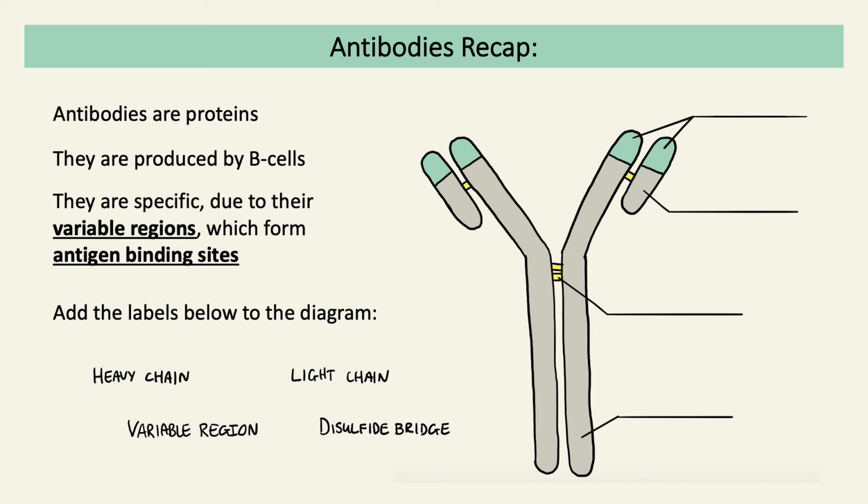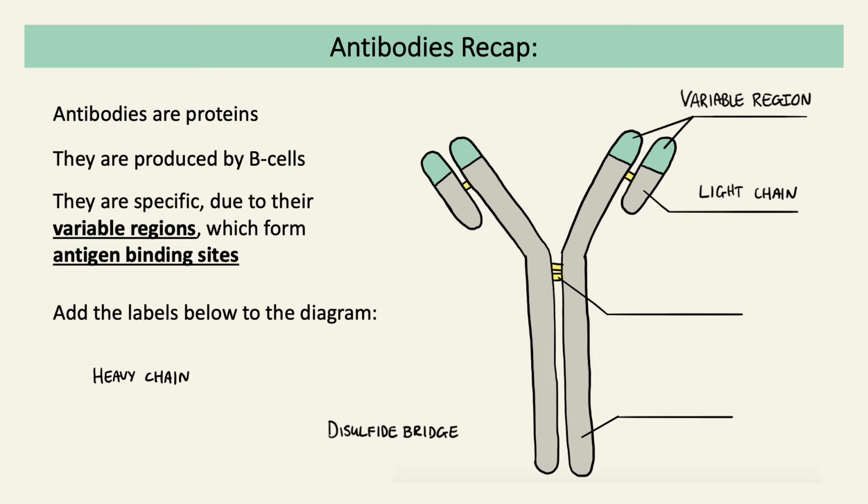In a moment, pause the video and have a go at labelling the antibody on the right. So this green region at the top is the variable region. The next label down is pointing to the light chain. The label below this points to the disulfide bridge, and the final label points to the heavy chain. Give yourself a tick for any you got right and correct any you got wrong.